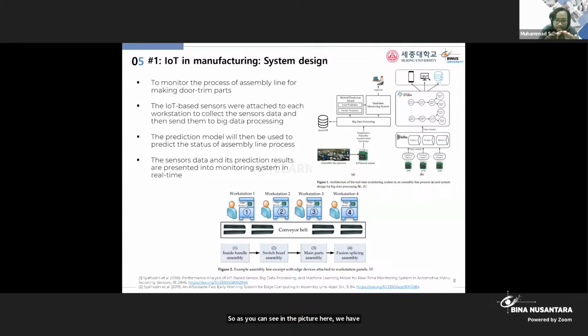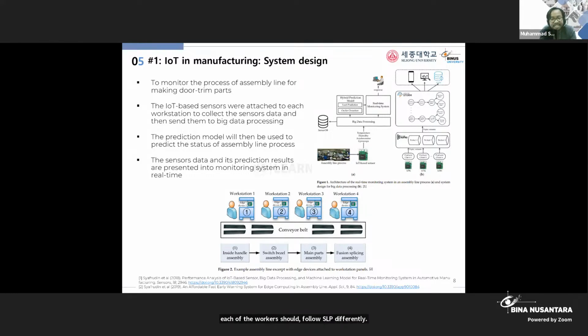we have an illustration of a manufacturing line that produces the door of a car. The door of the car has many parts, right? Depending on which side of the door, it can have a different feature. For example, the front door of the car, left or right, might have a different feature or different part that can be attached to the door trim. In this case, we have workstations 1 until 4, and each of the workers should follow the SOP differently.